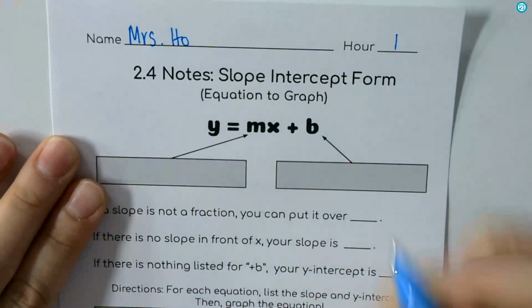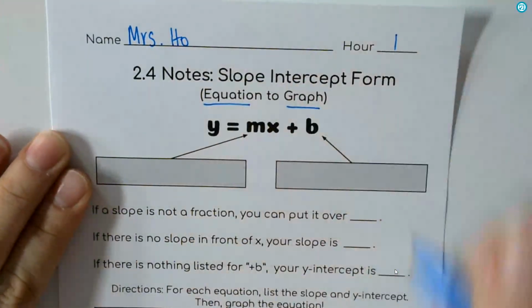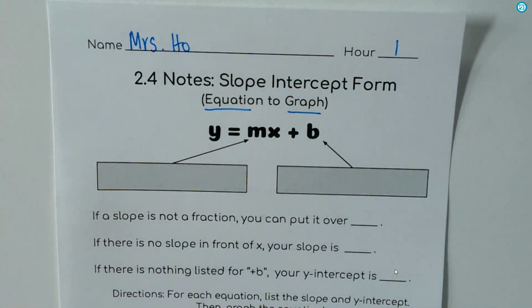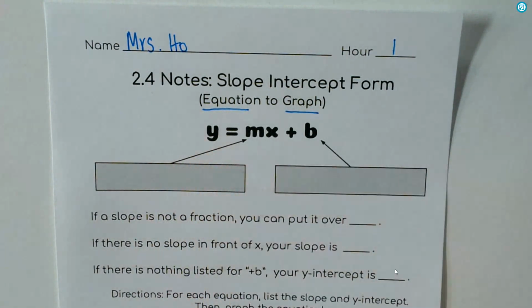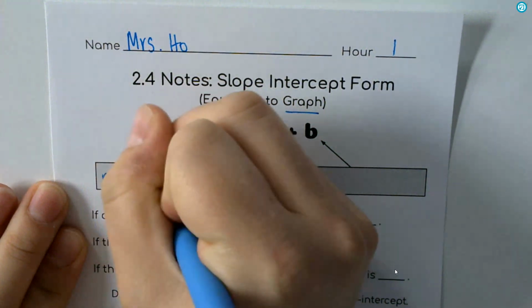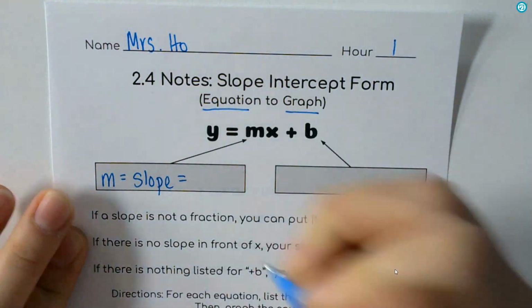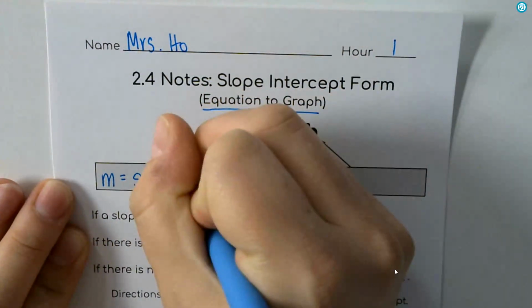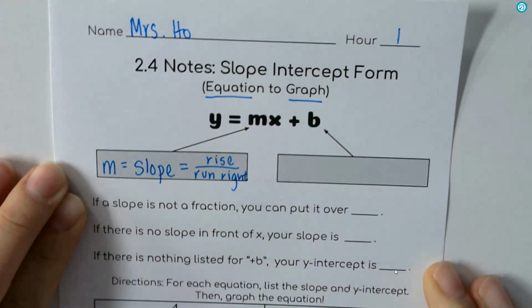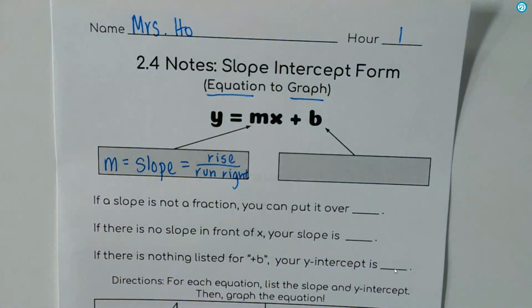And today we are moving from an equation to a graph. So I'm going to give you an equation. You are going to create the graph. What we need to know about slope-intercept form is that slope-intercept form is y equals mx plus b. M is our slope. So m equals slope, equals rise over run. Let's go ahead and write that down, because when we are actually graphing it, that's what we're going to use, the rise over run.